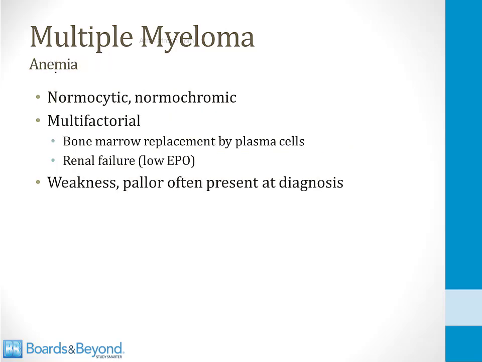Anemia is another hallmark of multiple myeloma. It's usually a normocytic, normochromic anemia. The etiology is multifactorial. The bone marrow is often replaced by malignant plasma cells. This leads to underproduction of red cells. In addition, the renal failure leads to low EPO levels, and that also causes anemia. Weakness and pallor and other symptoms of anemia are often present at diagnosis in patients who have multiple myeloma.